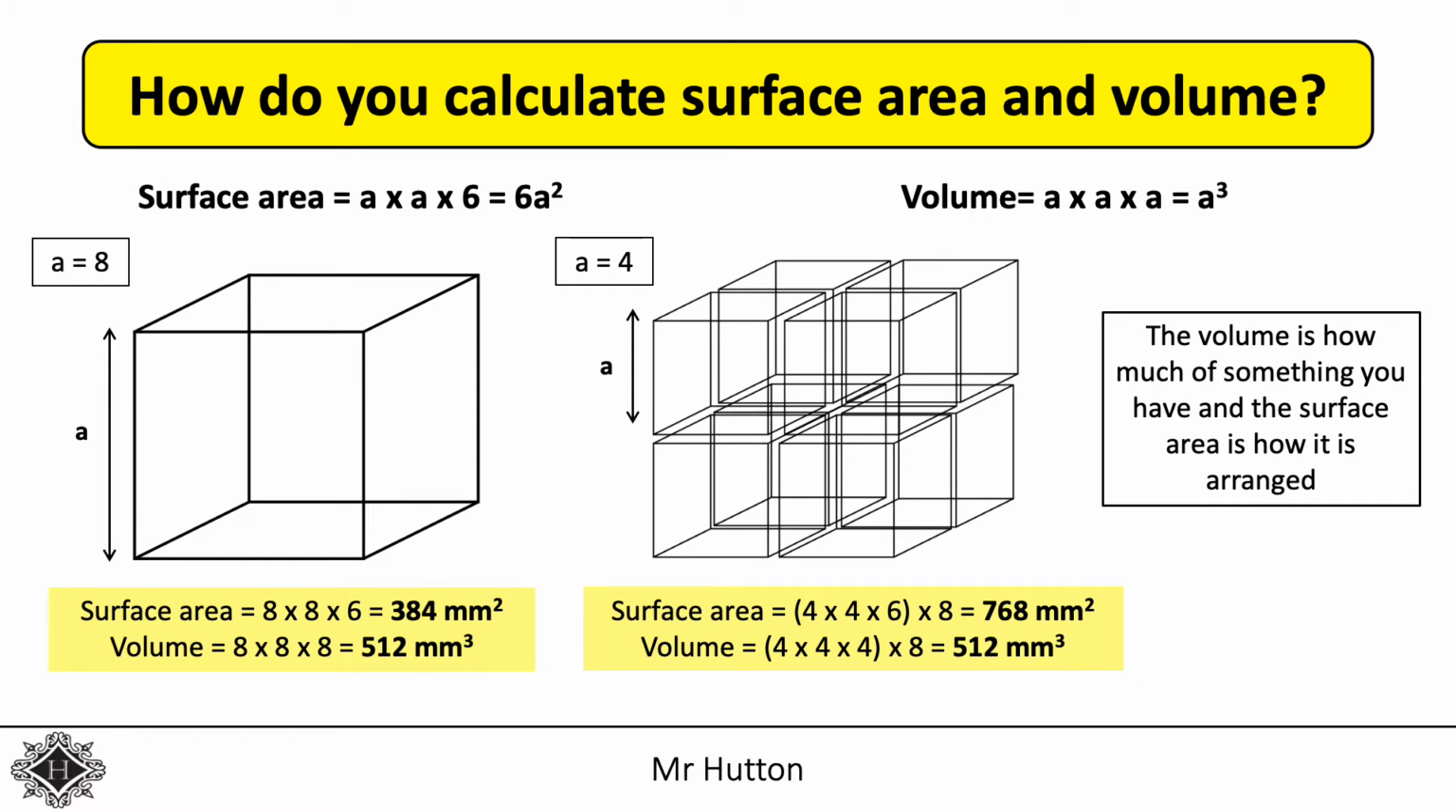The volume, however, has remained the same. So even though we're doing a slightly different calculation, this time 4 times 4 times 4, and then there's 8 of them, so we times it by 8, the total volume remains the same at 512 millimeters cubed. So we haven't changed how much of it we have, but what we have done is we've exposed a much bigger surface area. So just on the right there it says the volume is how much of something you have, and the surface area is essentially how it's arranged, or how much of it is exposed.